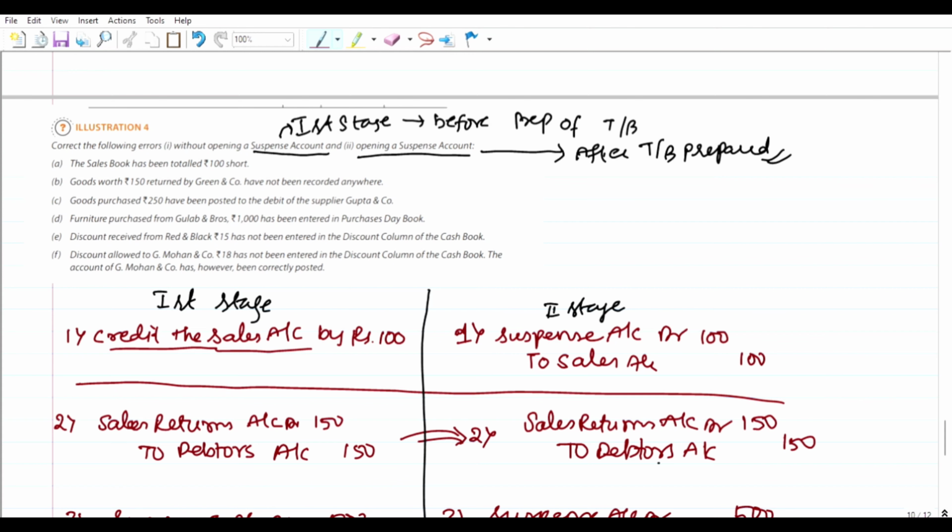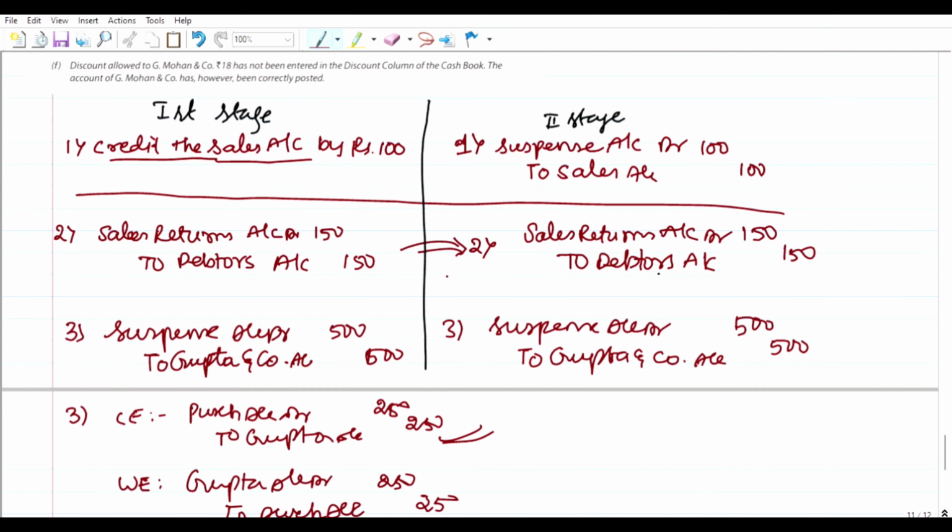Due to the wrong posting on one side, the error will be occurring with double the amount. So we have to create a suspense account in order to rectify that error. So we are going to write the entry: suspense account debit to Gupta and Company account.